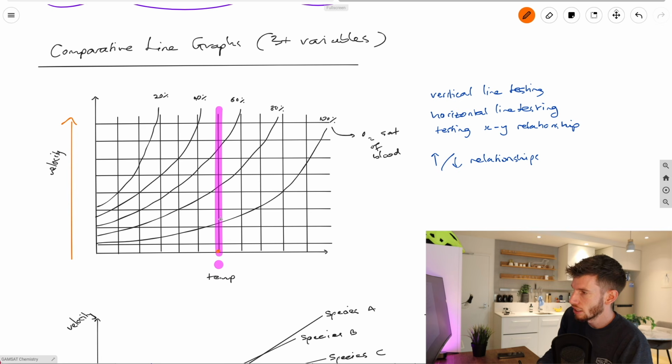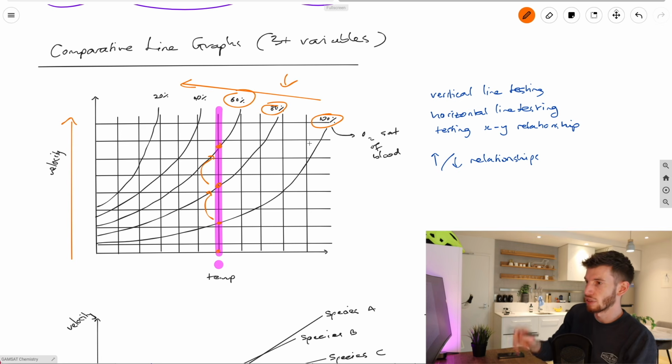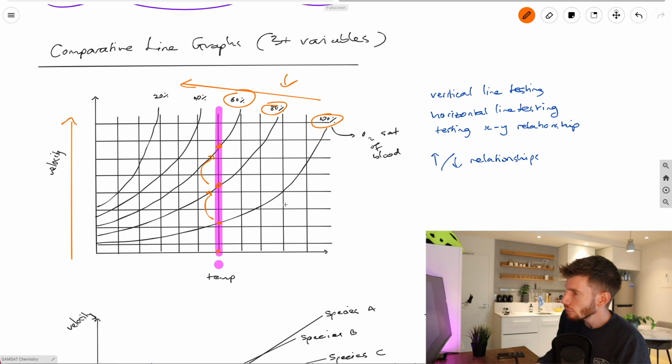It starts down here, so it starts at 100%. And then it seems to jump as I jump up the line, because I'm following the orange arrow, I'm bouncing onto new oxygen saturations. And I can see that's a decrease. So now I know there's a negative relationship between velocity and oxygen saturation, like that.